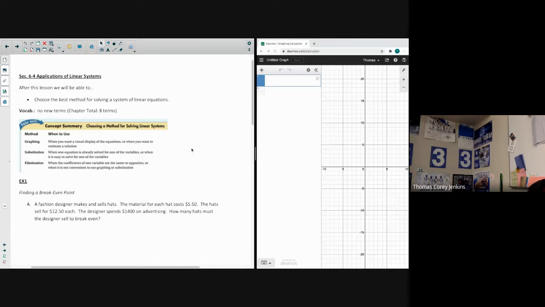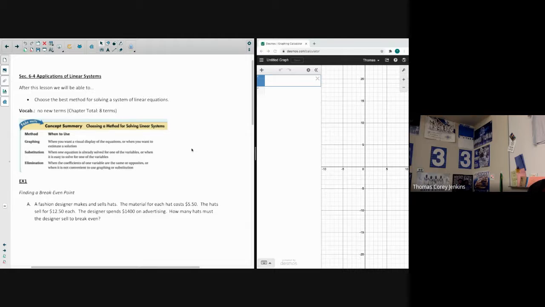So just to recap what we've covered so far in Chapter 6: 6.1 to 6.3 was three different methods of solving systems of equations. In 6.1, we learned how to solve by graphing, which is a good way to start because you get that visual representation of what a solution to a system is. It's that point of intersection, if there is one. Then we learned how to solve algebraically in the next two. In 6.2, substitution, and then in 6.3, elimination. So today we tie it all together.